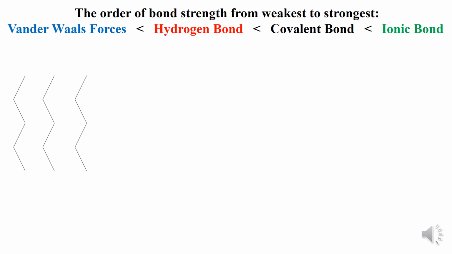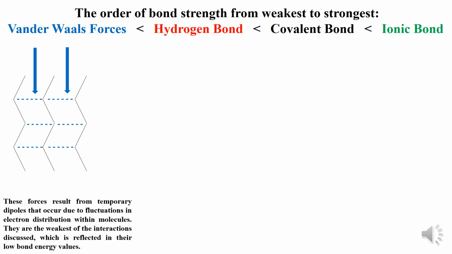Now, van der Waals force is the most predominant intermolecular force between non-polar molecules like alkanes. How do the van der Waals forces operate despite the non-polar nature of the alkane molecules? Now, van der Waals forces result from temporary dipoles that occur due to fluctuations in electron distribution within molecules.